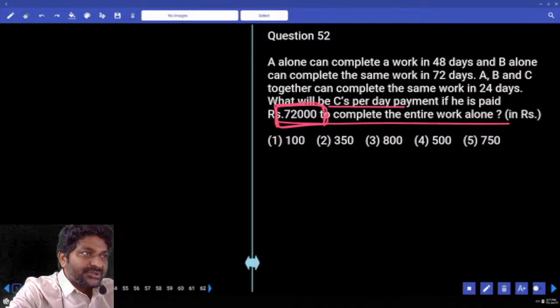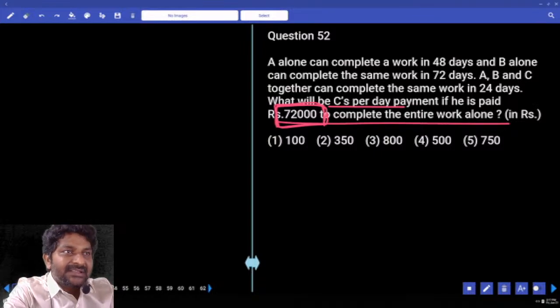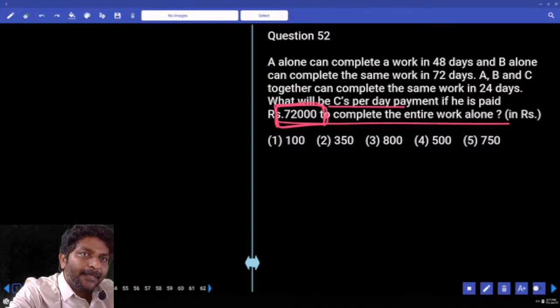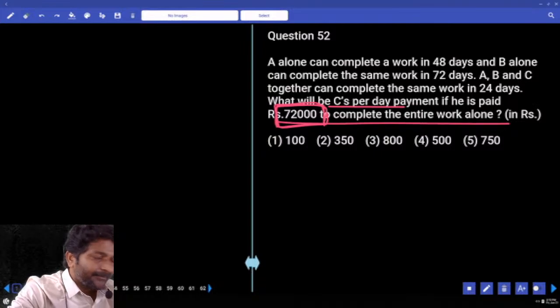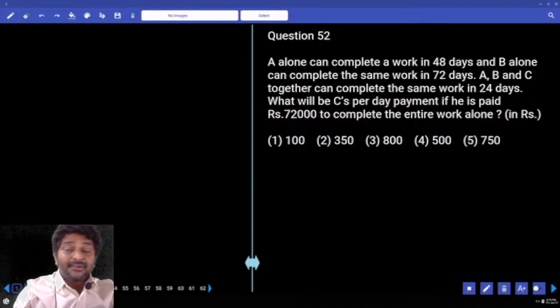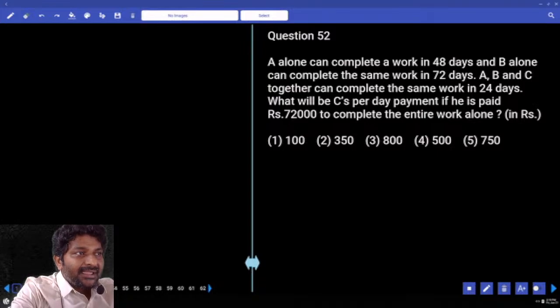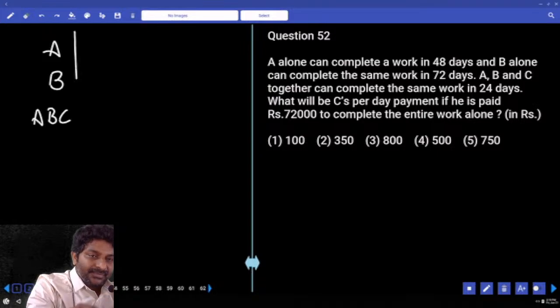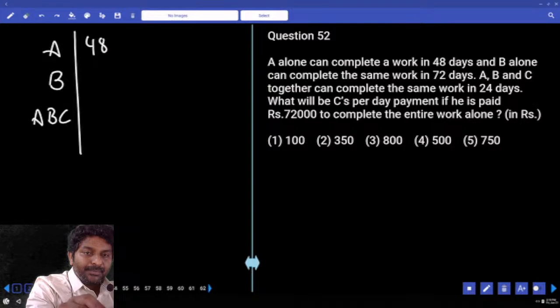If suppose you know that C is getting 72,000 rupees for 20 days, per day payment is divided by 20. Yes, divided by 20. You will get that. So first we need to identify the number of days taken by C to complete the work. We have data: A alone, B alone, ABC. A alone, B alone, all together.